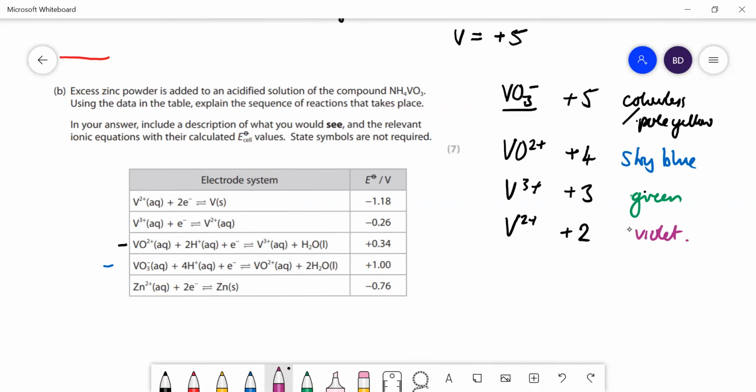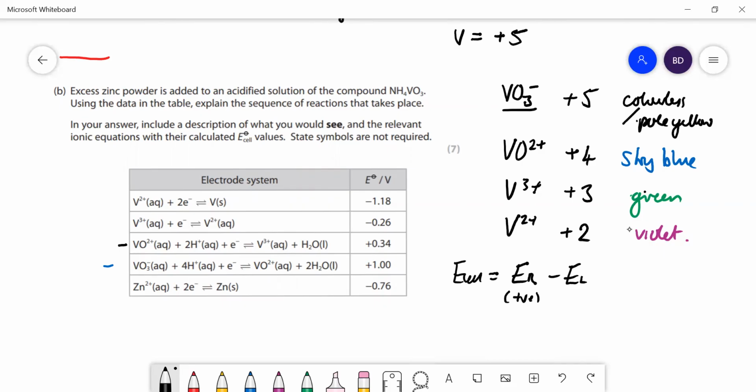Okay, so we're going to see what happens when we add zinc powder to the VO3+ ion. In your answer, you've got to say what you'd see and include the relevant ionic equations with their calculated E cell values. Okay, right. So let's just do E cell is equal to E right, which is the most positive, minus E left, which is obviously the most negative.